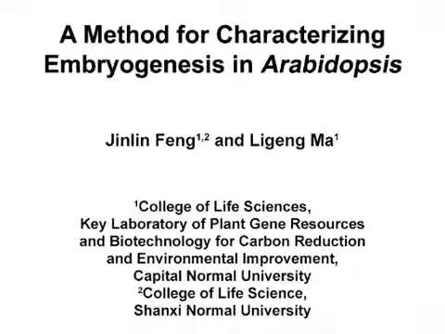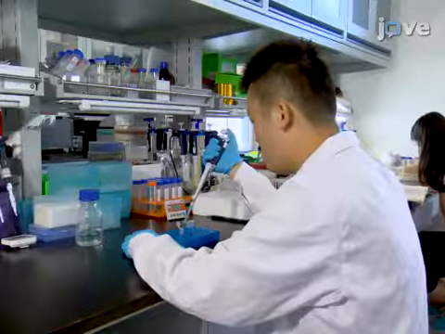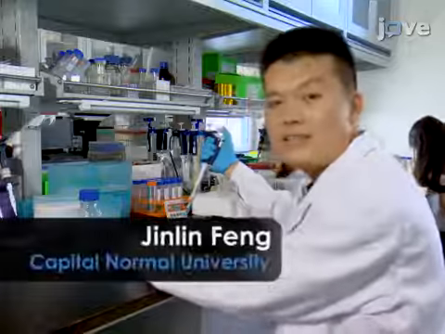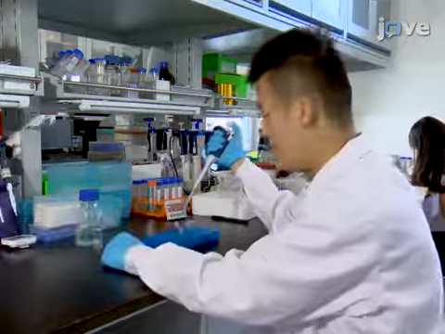The overall goal of this method is to characterize the pattern formation of embryos during plant embryogenesis using the model organism. This method can help answer key questions in the plant development field, such as embryogenesis in Arabidopsis. The main advantage of this technique is that embryo pattern formation in the model plant Arabidopsis can be characterized by direct microscopic observation. Demonstrating the procedure will be Jinlin Feng, a great student from my laboratory.